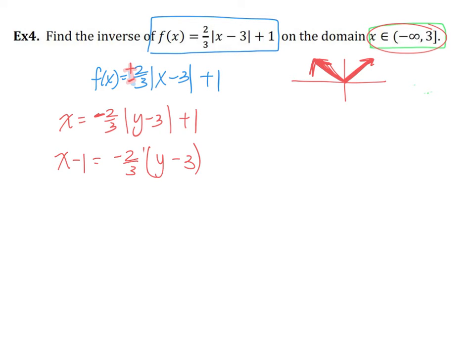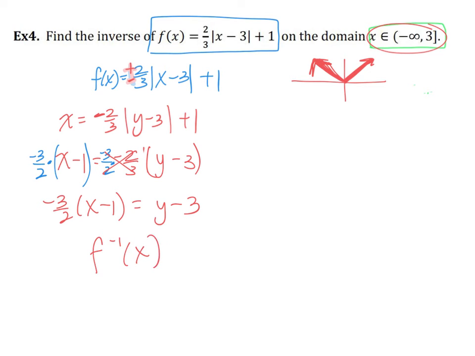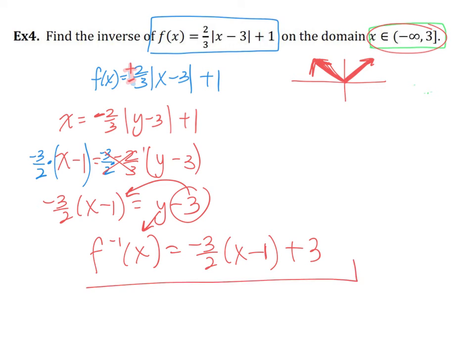So now what do I do? I multiply each side by the reciprocal, right? So that's how I get rid of it. So I multiply by negative 3/2, so that cancels. So I have negative 3/2 times the quantity of x minus 1 equals y minus 3. My last step, as you know, I love to do the combo finish. So replace y with f to the negative 1 of x and move the minus 3 to the other side. So this would be my final, or would it be the final equation?